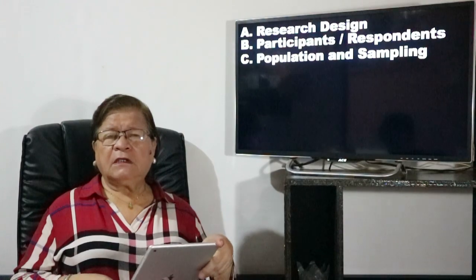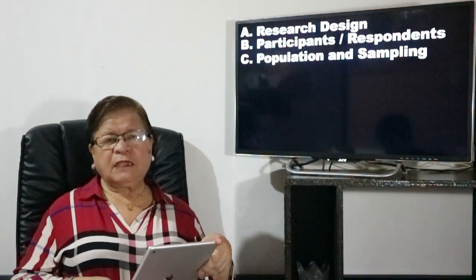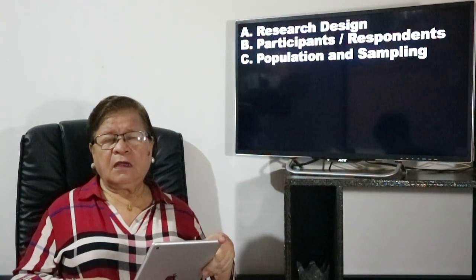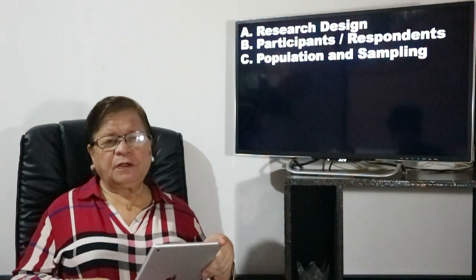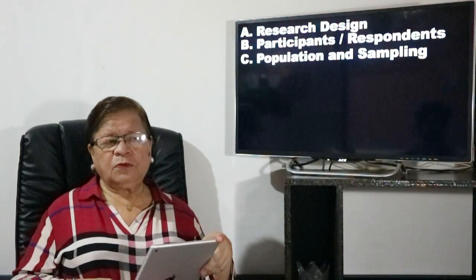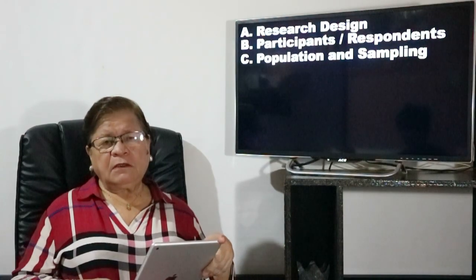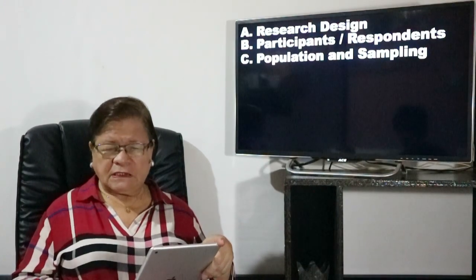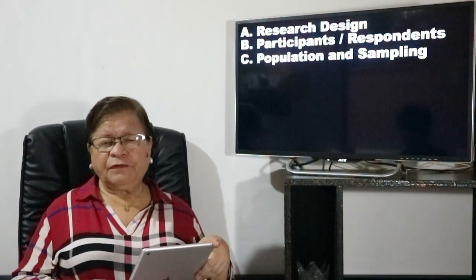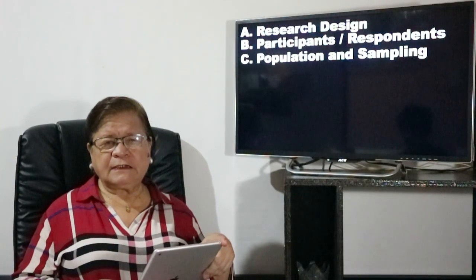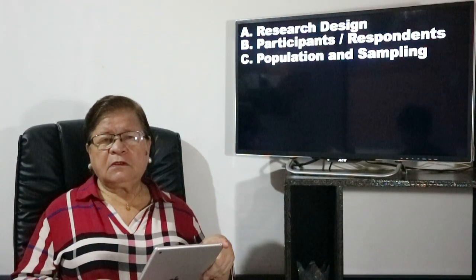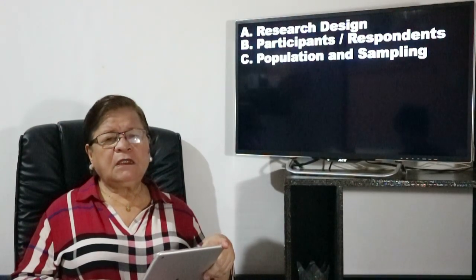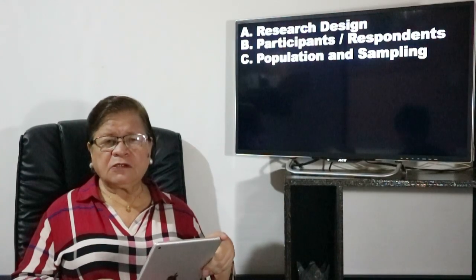And then after solving Slovin's formula out of, say for example, 500 students, you will only have a few students to be your respondents. So maybe only 50 to 75 students will be used as participants of your study, because Slovin's formula is a formula in statistics that would compute for a particular number of respondents, as if everybody has participated in the action research.